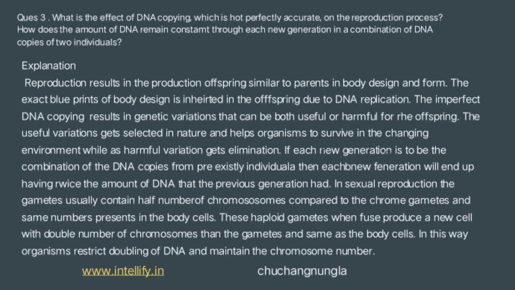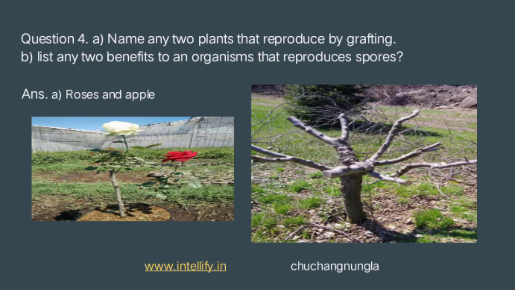If each new generation is to be the combination of the DNA copies from the pre-existing individuals, then each new generation will end up having twice the amount of DNA that the previous generation had. In sexual reproduction, the gametes usually contain half the number of chromosomes compared to the body cells. Now, these haploid gametes, when fused, produce a new cell with double the number of chromosomes of the gametes, the same as the body cells. In this way, organisms restrict doubling of DNA and maintain the chromosome number.